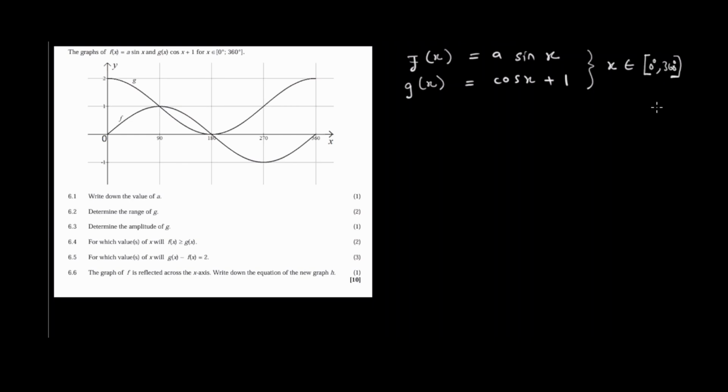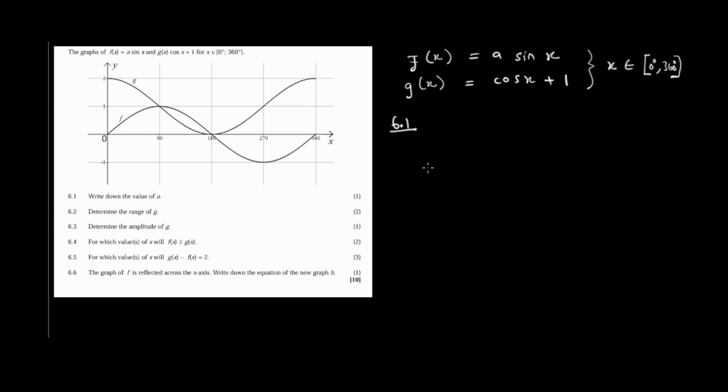Then when we look at that graph, for x we are going to have 0, 90, 180, 270 and 360 degrees as stipulated by the question. But for y, we are starting from -1 up to 2. Let us quickly answer 6.1.